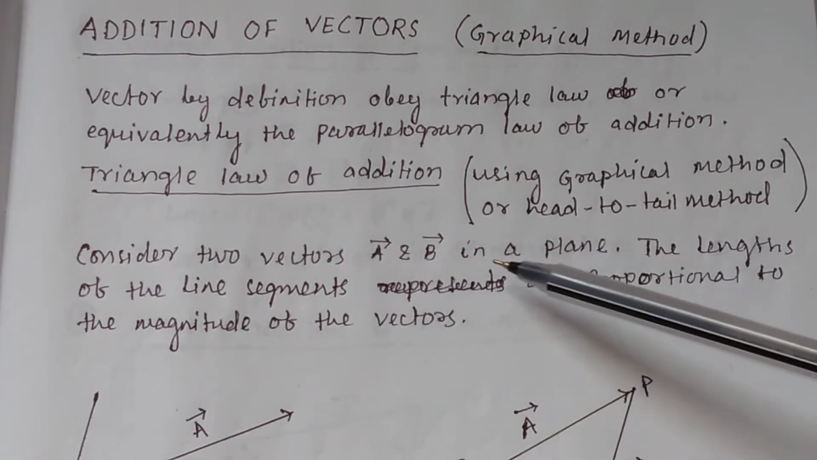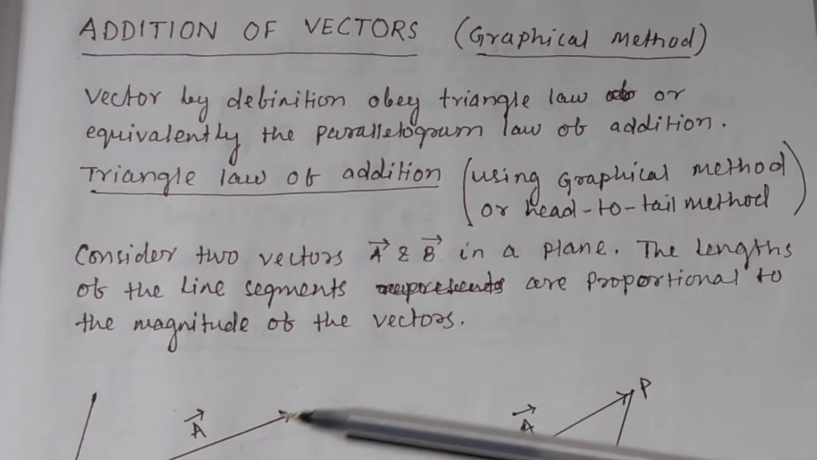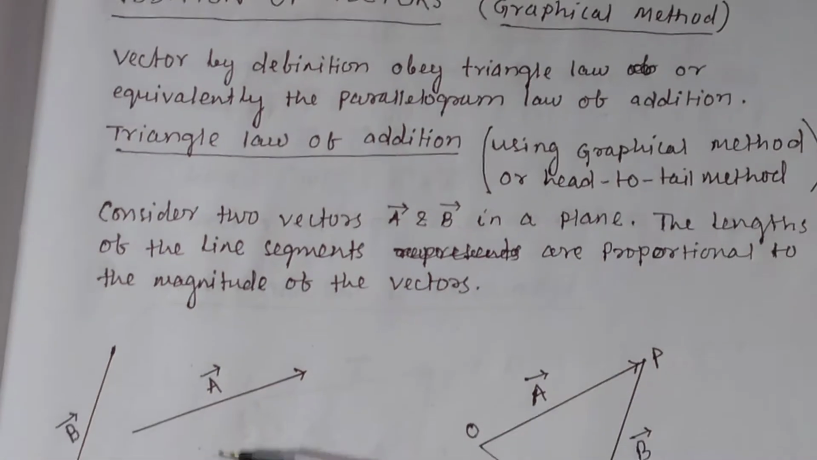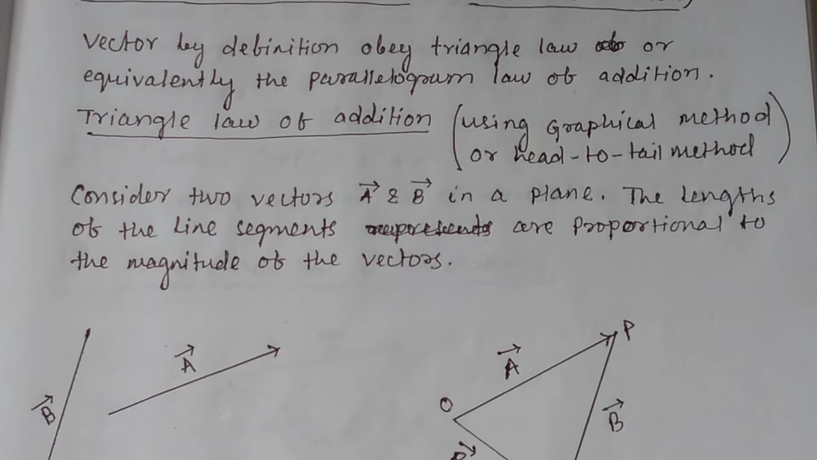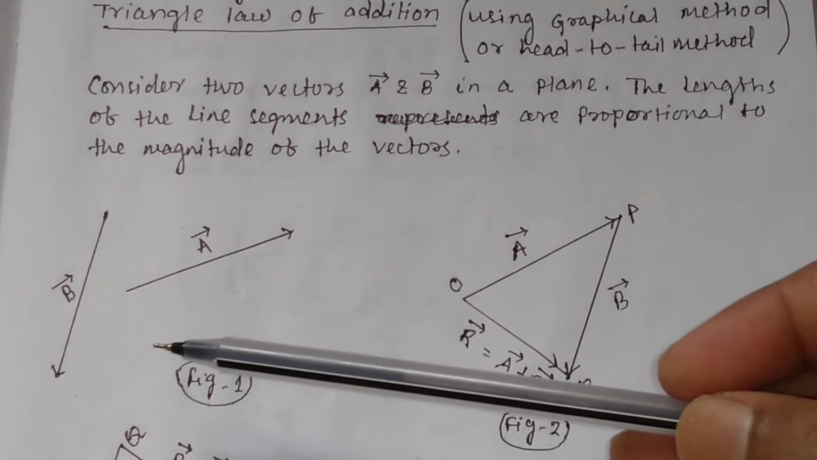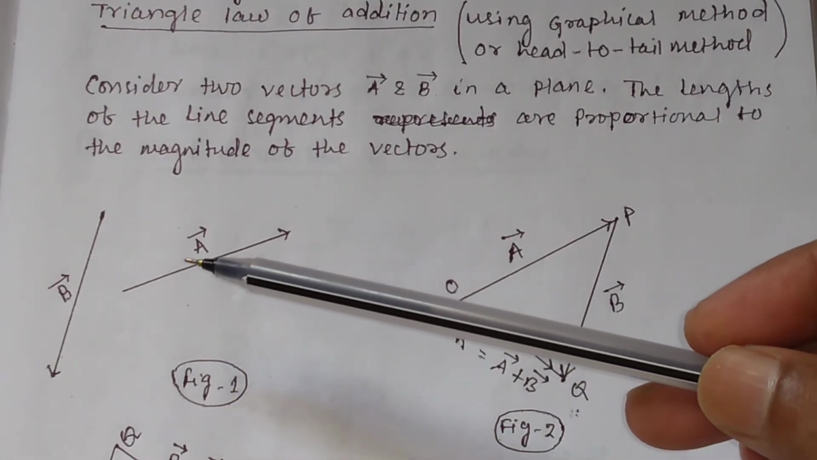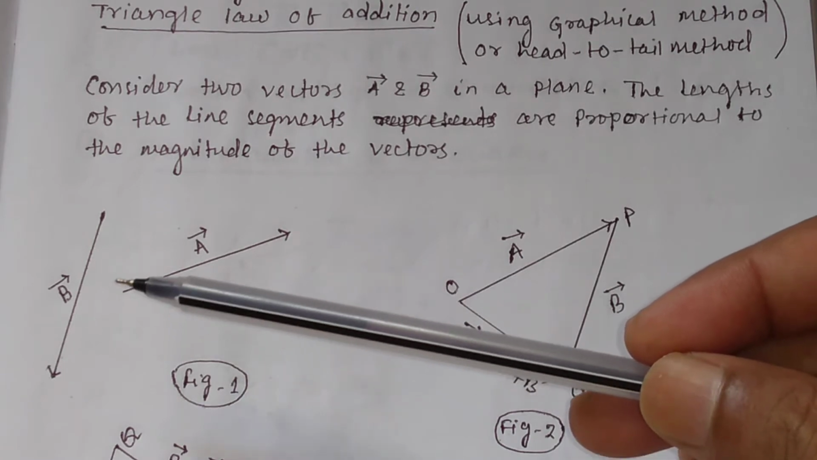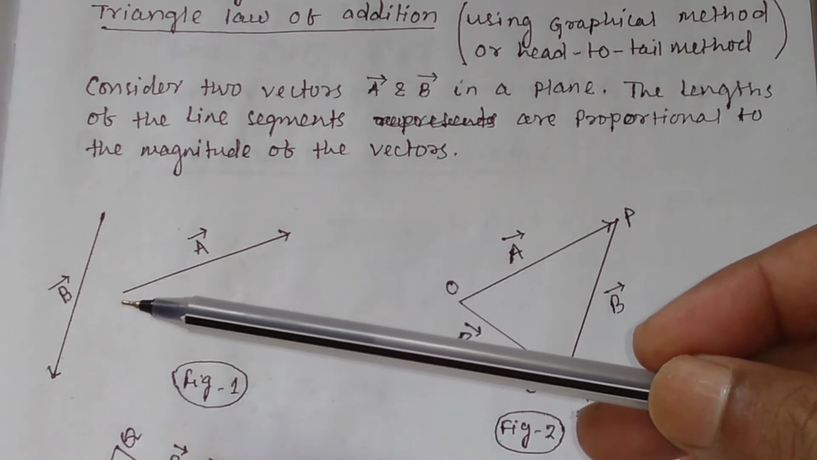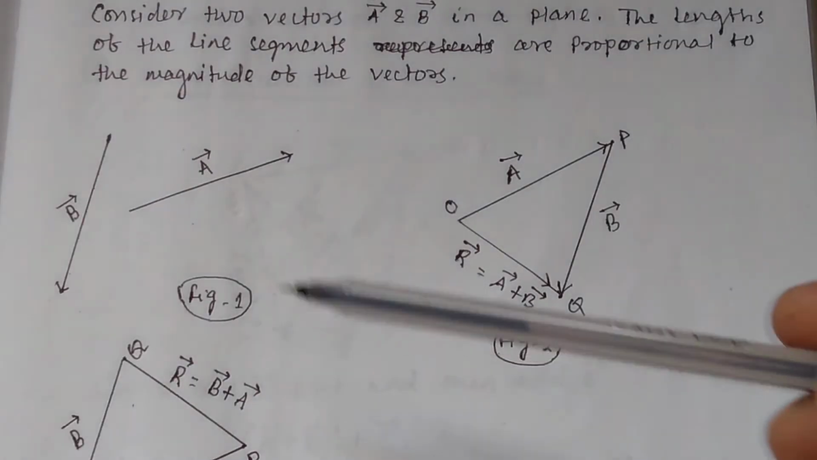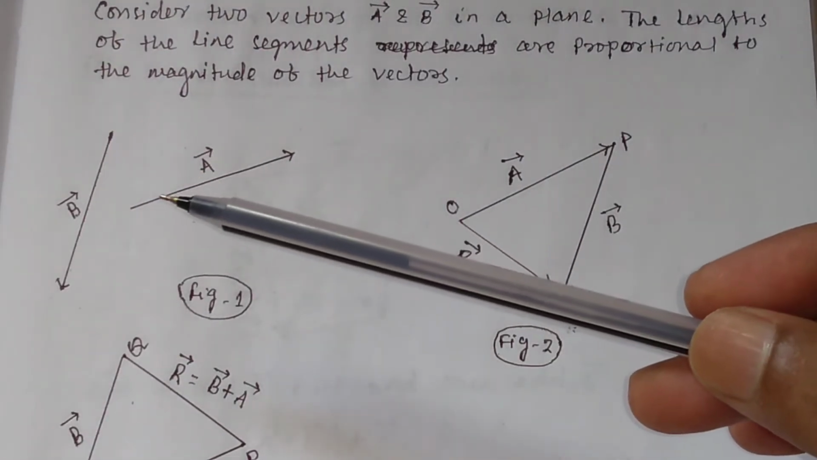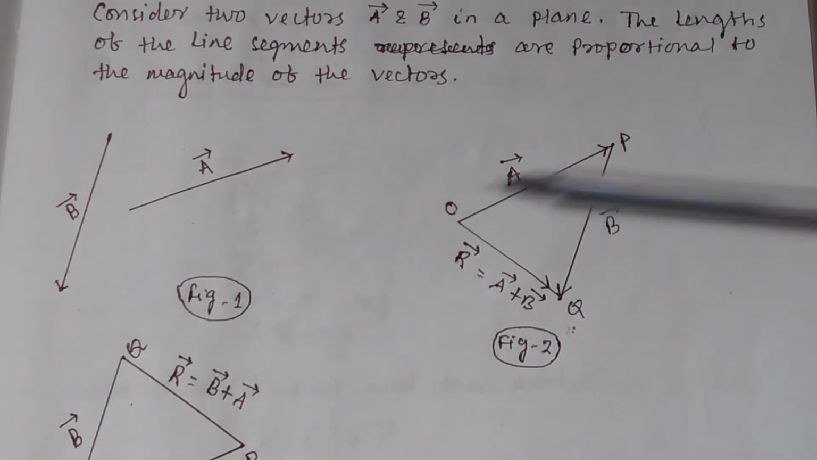Consider two vectors A and B in a plane as shown in the figure. These are two vectors A and B in a plane. The lengths of the line segments are proportional to the magnitude of the vectors. That means more length, more magnitude.